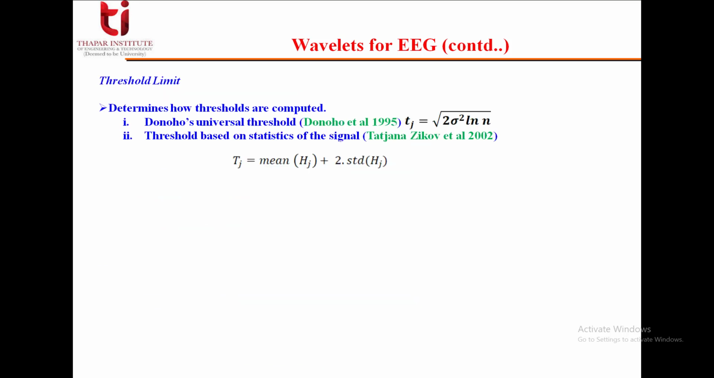And how are we calculating the threshold limit? So it determines how thresholds are computed. It is researched in many of the papers. So we can have Donoho's universal threshold. It is given as Tj equal to square root of 2 sigma square natural log n, or we can use the method based on statistics of the signal given by Tarjana Zikov et al. It is mean Hj plus 2 into standard deviation of Hj. Also, the thresholding function determines how thresholds are applied to the data.